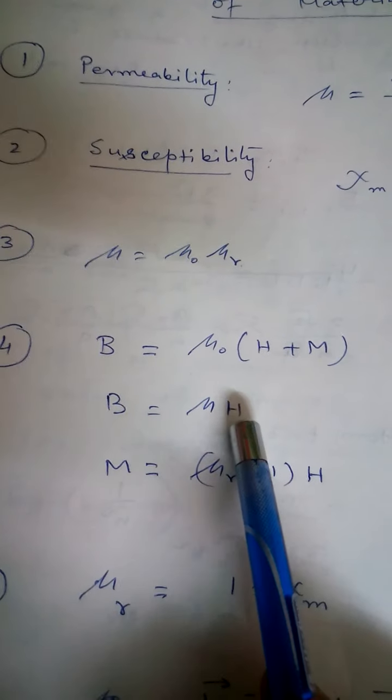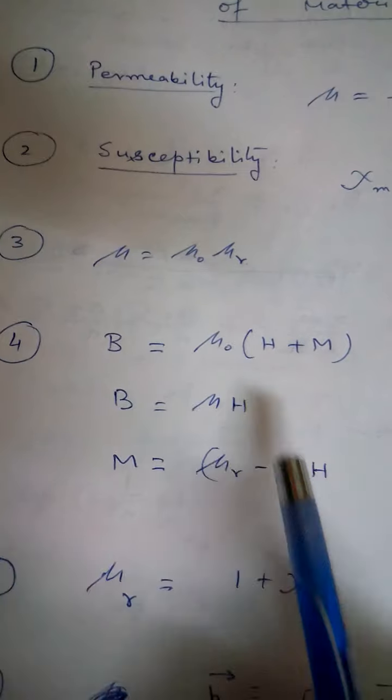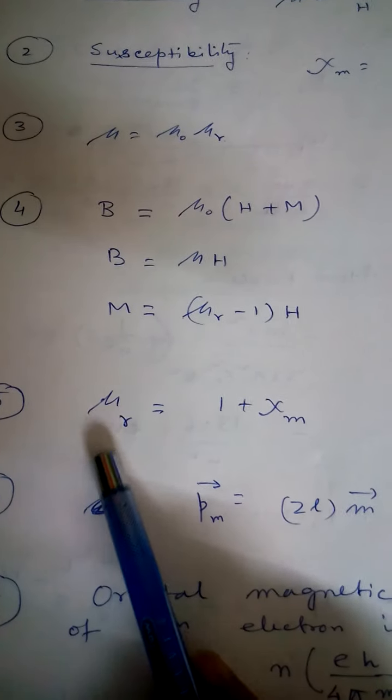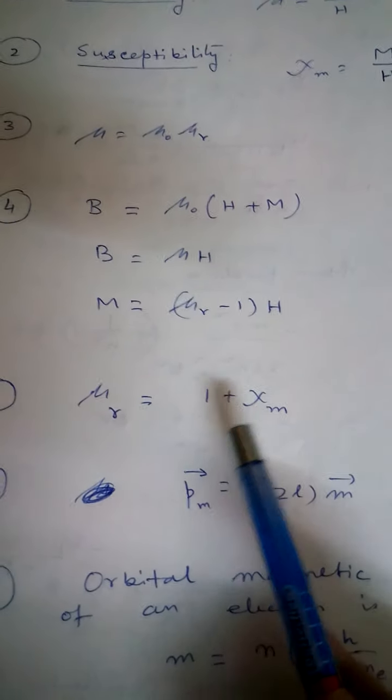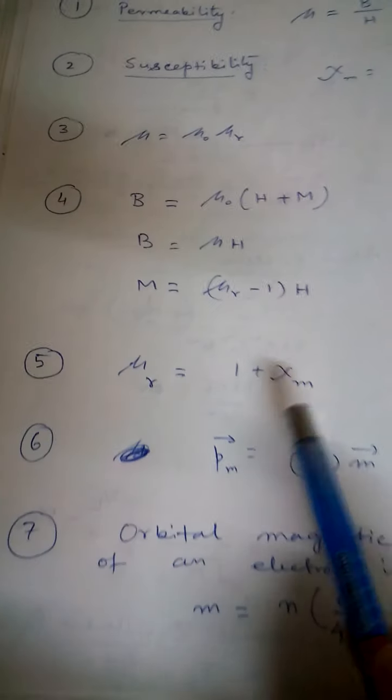This is the second relation. Third one, M equals (mu r minus 1) into H. Remember these three relations. Relation between relative permeability and susceptibility: mu r equals 1 plus chi m.